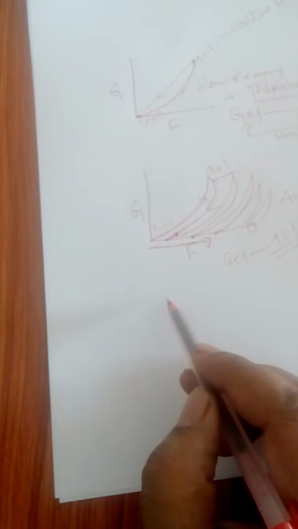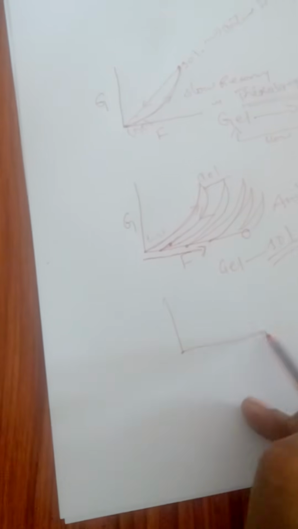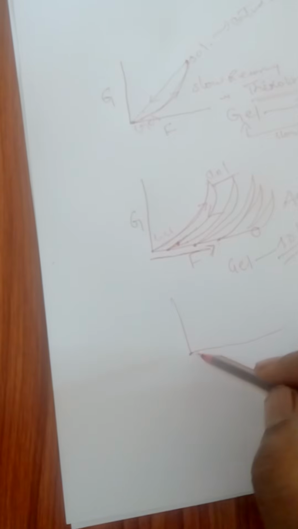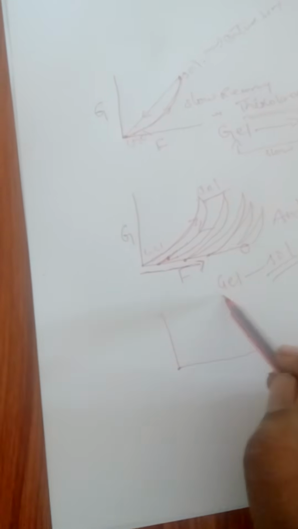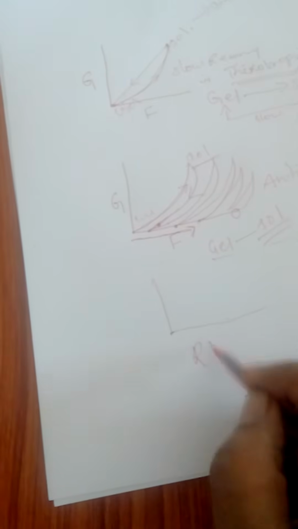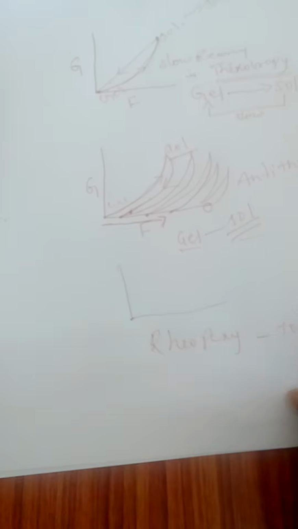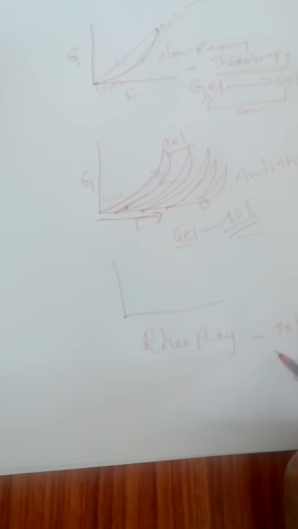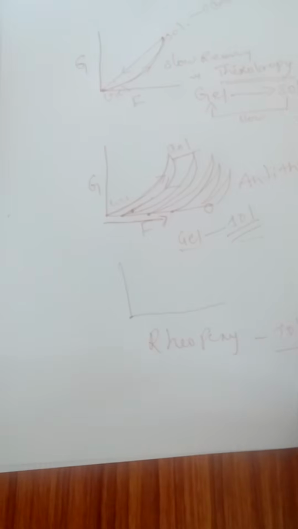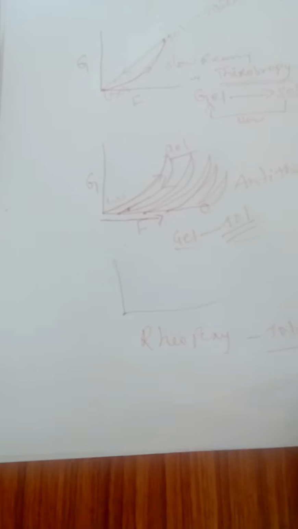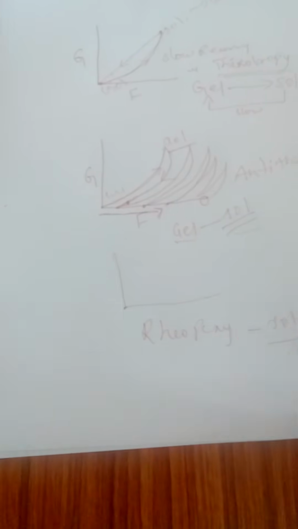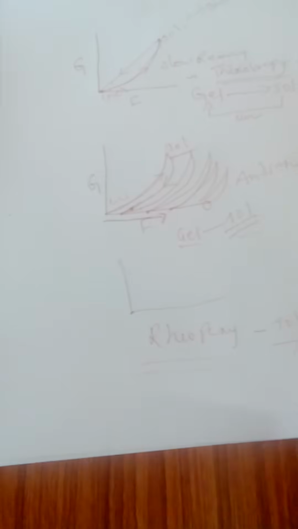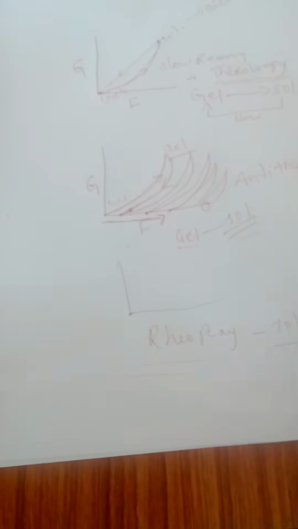Coming to rheopexy, it is the same as thixotropic behavior, but in thixotropy gel becomes a sol, whereas in rheopexy a solid becomes gel. A stiff solid material, upon application of shear stress, becomes gel. When you remove stress, again from gel state it will go to solid state. So the saturation point for rheopectic materials is gel.